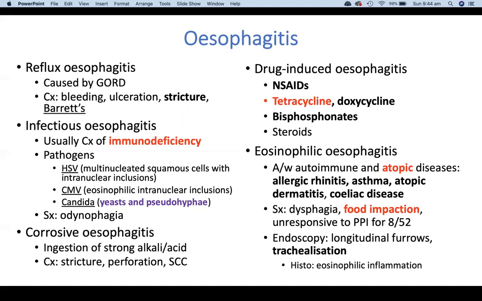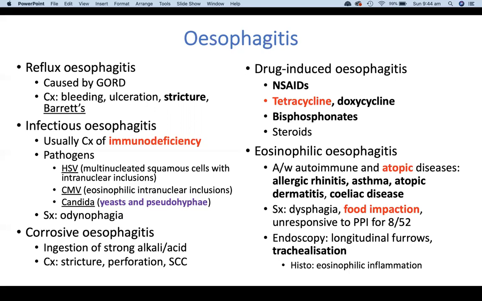Eosinophilic comes up in your EMQ as an option. I've never seen it as an actual answer though, but something that will differentiate it in the stem is that they have food impaction. That's not really something you get with something like GORD, for example. So food impaction and the history of atopy, that's what will give it away.